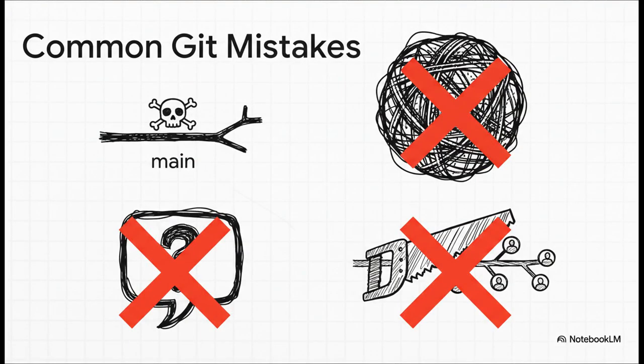So, knowing everything we know now, let's just quickly recap the cardinal sins of Git. First, don't work directly on the main branch. Ever. Don't make these giant monster commits that change 100 different things at once. Write clear, descriptive commit messages. They're your notes to your future self and your teammates. And like we said, be so careful with commands that rewrite history, like rebase and force push, especially when other people are involved.